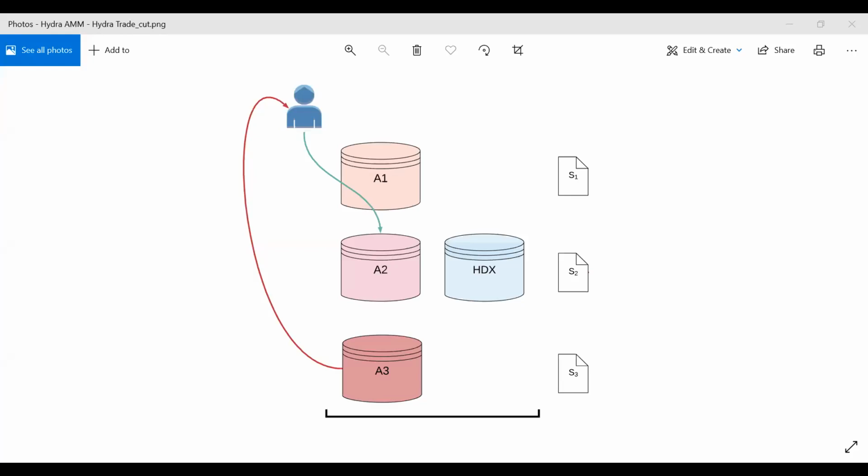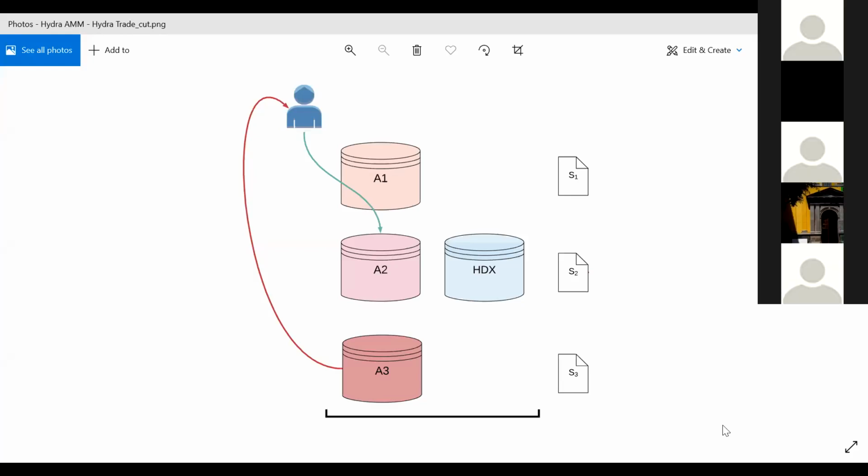So this would be basically the Hydra OMNIPool and trade action visualized. On the left-hand side, you see the three assets, which are A1, A2, and A3. And in the MET spec, they would be denoted as risk assets. So this is, for example, Ethereum, Bitcoin, and DOT you can put into the pool. On the right-hand side of the pool, you would have HDX. So this is what we denote as Q.